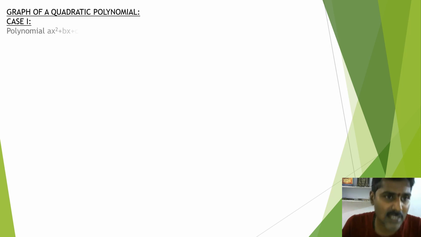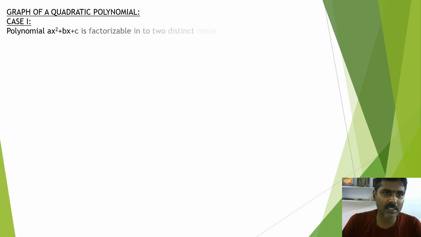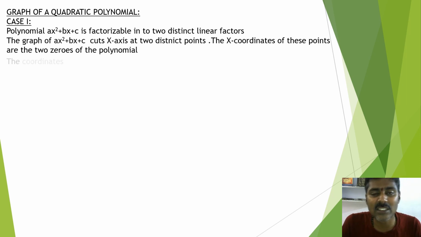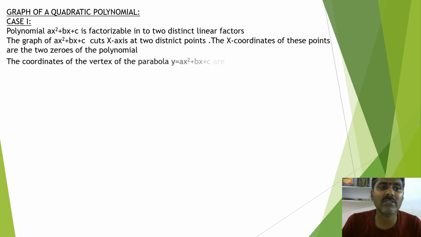Case 1 gives us polynomial ax square plus bx plus c is factorizable into two distinct linear factors. That means it is factorizable. It can be divided into two linear factors, different factors. Then the graph of ax square plus bx plus c cuts the x-axis at two different points, and the x coordinates of those points will be the zeros of the polynomial. We have discussed in the previous video what the zeros of a polynomial are.